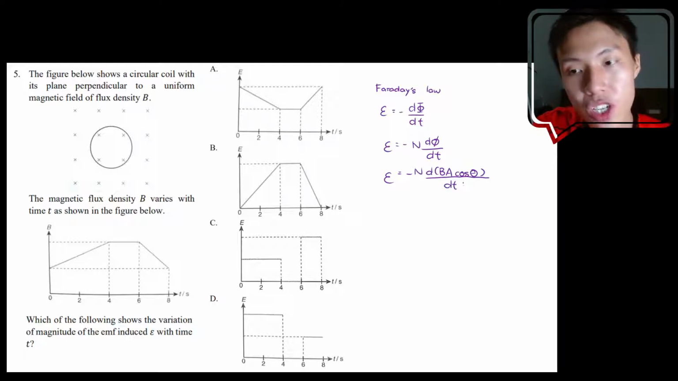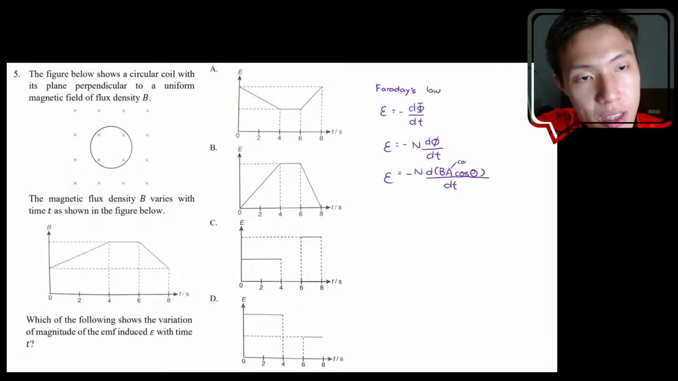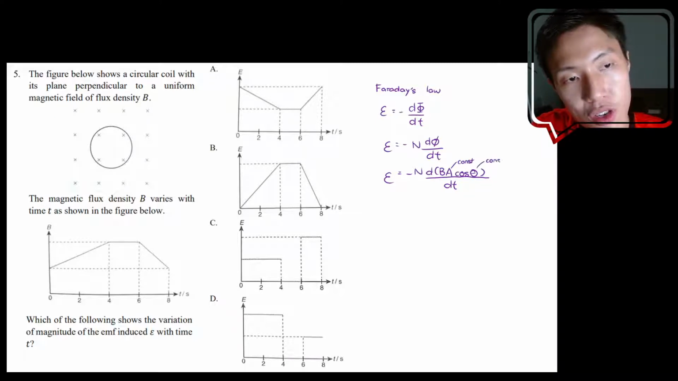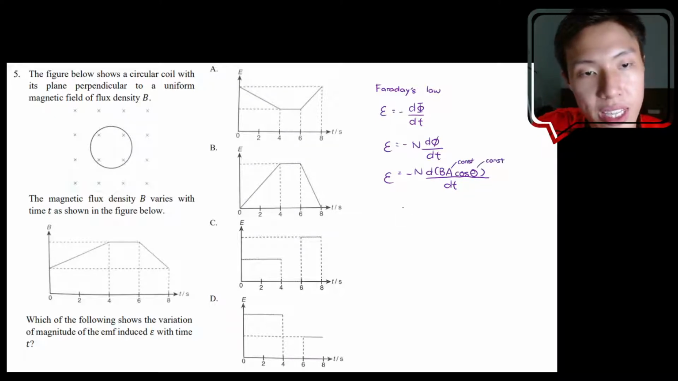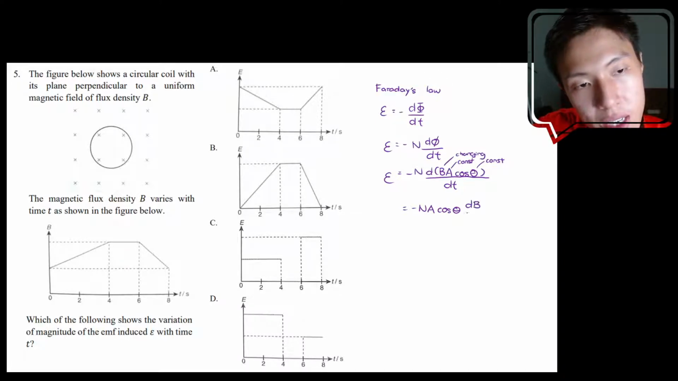In this situation here, you are changing the magnetic field. You are not changing the area. You are not changing the rotation, the orientation. So A will be constant because you are not changing the area. Cos theta will be constant because you are not rotating the coil. So you can take them out from the differentiation bracket, so it becomes NA cos theta. So what's left? What's changing here? It's B. So you have to leave it in the differentiation bracket. So this will be dB dt.